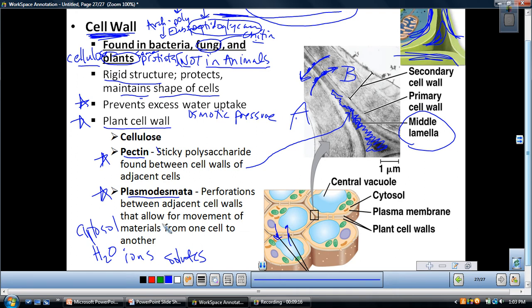So the cell wall is permeable. I want to make sure you know that. It is permeable, which means it is going to allow stuff to pass through it. Okay? All right.